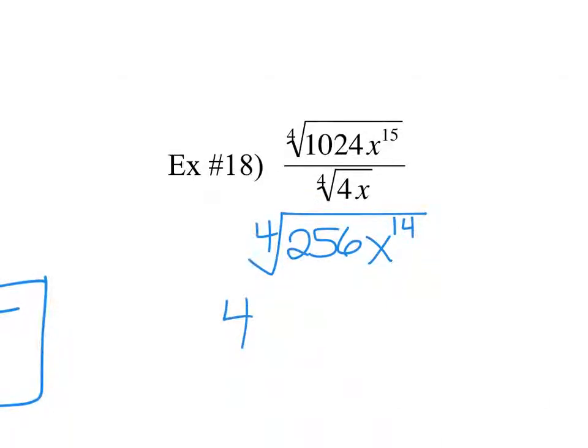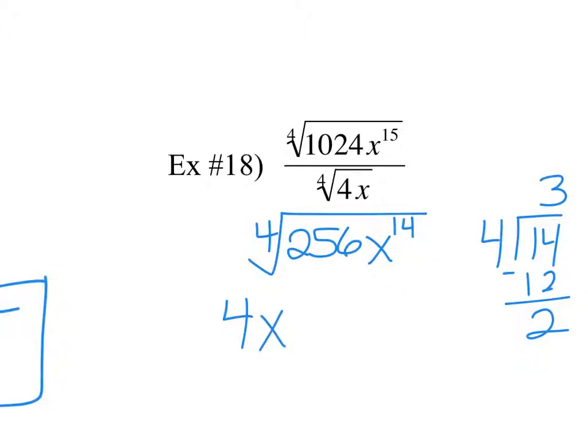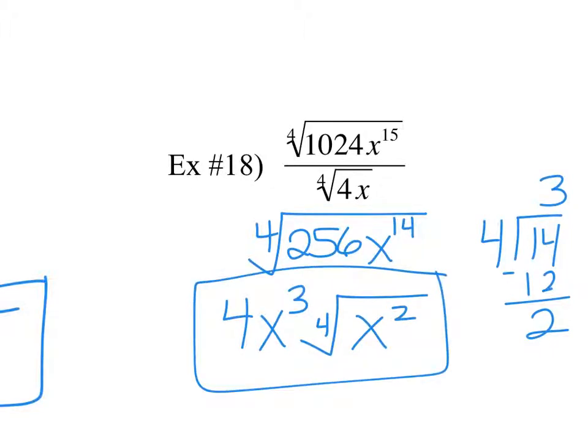And then 4 is going to go into 14 now. 4 goes into 14. How many times does it go in? 3. Good. 3 times 4 is 12 with how many remainders? 2. So we write that in exponents. We write x to the third on the outside. 3 full ones came out. And then the fourth root of x squared left back behind. Nice. All right. Any questions so far?